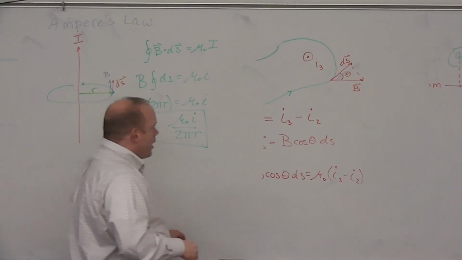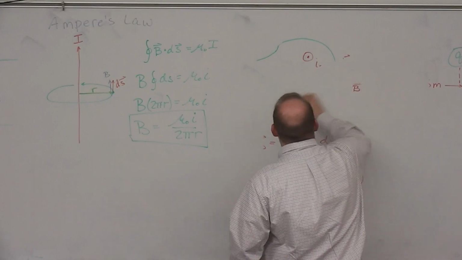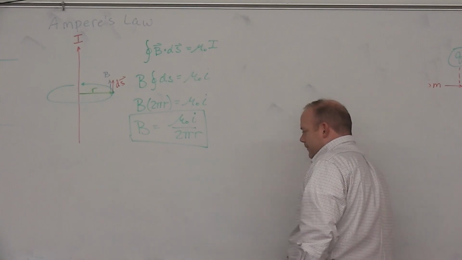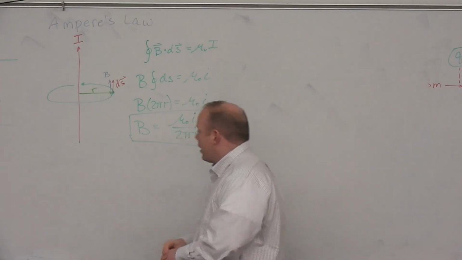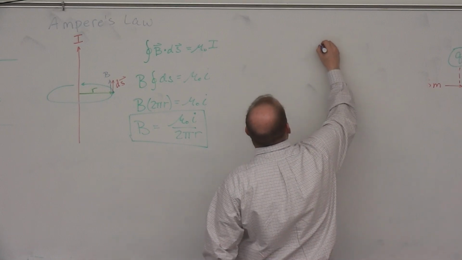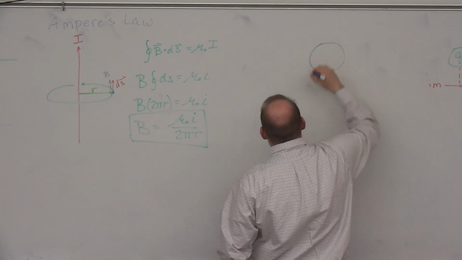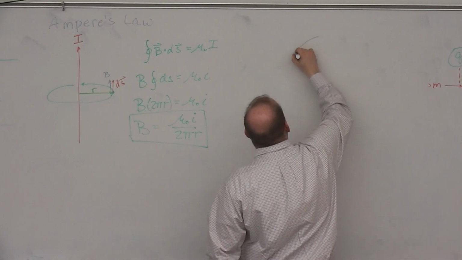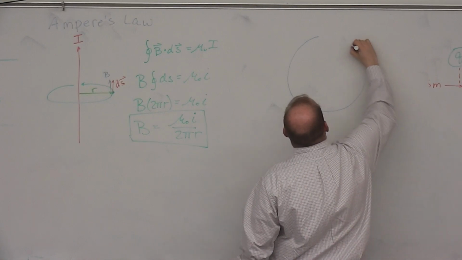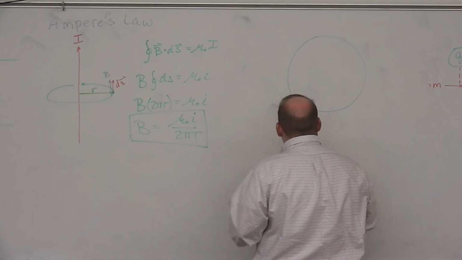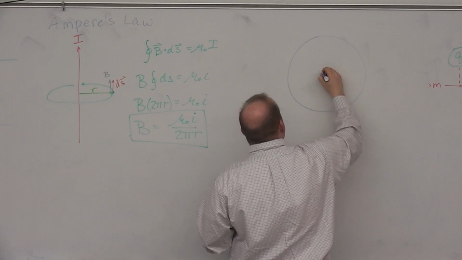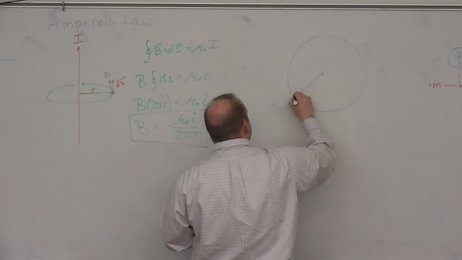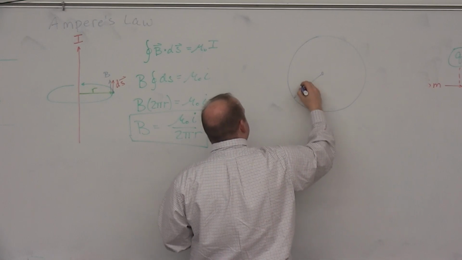Now, here's the thing. I can do a much more complicated problem than I could with Biot-Savart. I can look at the magnetic field inside of a wire. So let's just say that I have a wire here. I'm going to look at the cross-section of this wire. I'm going to make it a little bit bigger. Now, I'm going to say that this wire has a current coming out of the page, and this wire has a radius capital R.